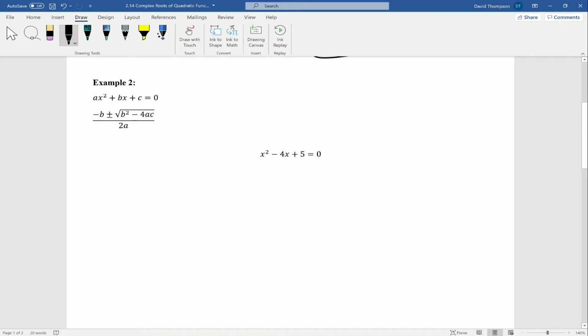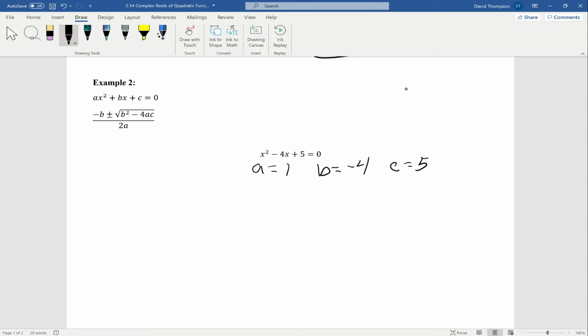Example 2. We want to find the solutions of x squared minus 4x plus 5 equals 0. Recall from our last video, when we're solving with the quadratic formula, it has to be in the form of ax squared plus bx plus c equals 0. And our quadratic formula is negative b plus or minus square root of b squared minus 4ac, all over 2a. So let's first identify our a, b, and c. Our a is going to be positive 1. Our b is going to be negative 4. And our c is going to be positive 5.